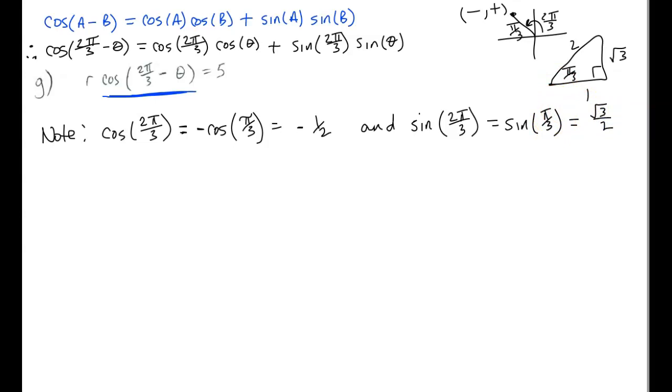So now that we have that, I now know here that cosine of 2 pi over 3 minus theta is just going to be minus 1/2 cosine theta plus square root of 3 over 2 sine theta there. And so now that we have that, of course, we could rewrite what we have here.